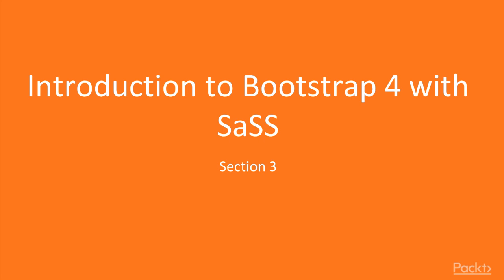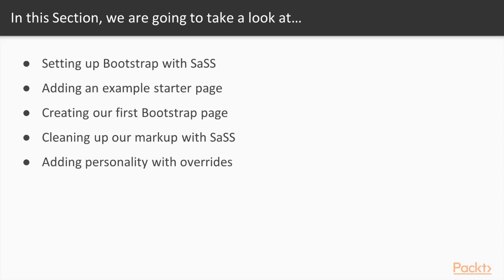Today's section is called Introduction to Bootstrap 4 with SaSS, and we'll be taking a look at the following videos. Setting up Bootstrap with SaSS, where we will learn how to get started with Bootstrap and SaSS. Adding an example starter page, we'll just quickly pull in some example pages from the Bootstrap docs to get us started. Creating our first Bootstrap page, where we will be in control of all the HTML, CSS, and SaSS, and of course cleaning up our markup with SaSS and adding our own personality with overrides.